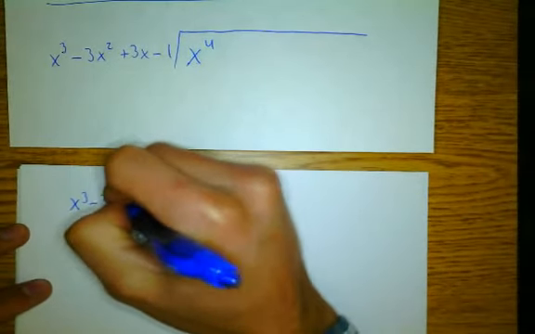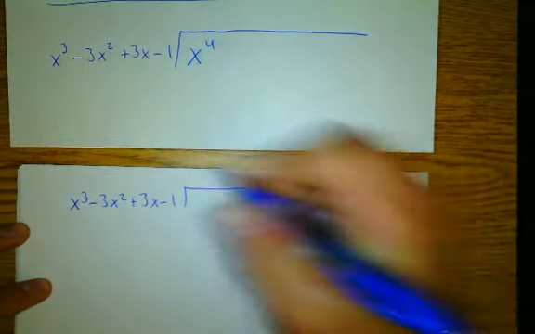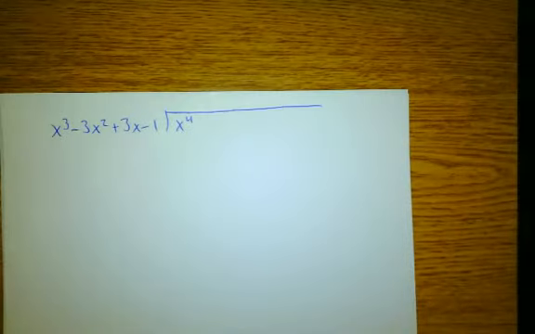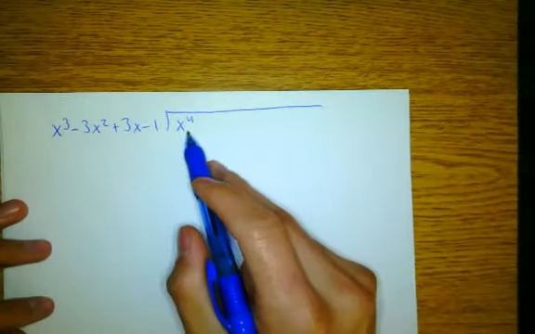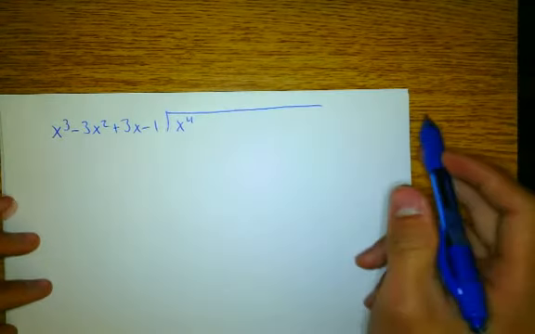I remember telling you in class that with long division, it's not necessary for you to put 0x to the third, 0x squared, etc. But you are welcome to do it if you need to. So if you want to fill out the rest of this, you can put 0x cubed, 0x squared, 0x, and then 0. Okay?